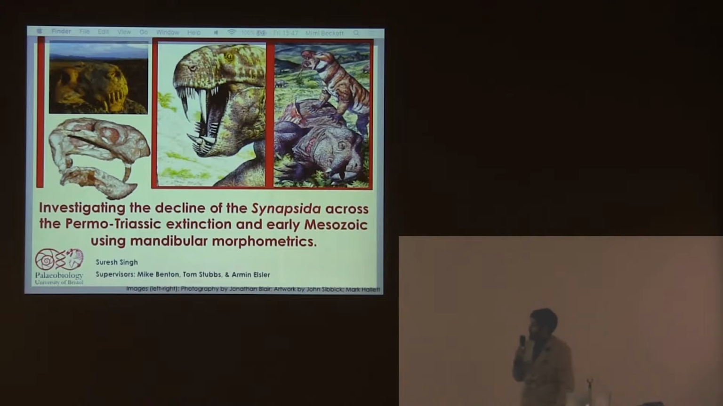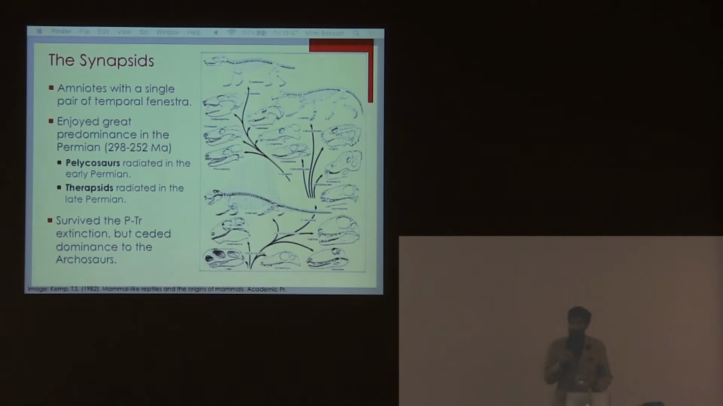So, I'm here today to talk to you about the decline of the Synapsida across the Permo-Triassic extinction and early Mesozoic, and looking at that using mandibular morphometrics. Synapsids are a highly successful group of amniotes. We are all synapsids, Mammalia belongs within that clade, and not only are they successful today, but they were also successful during the late Paleozoic.